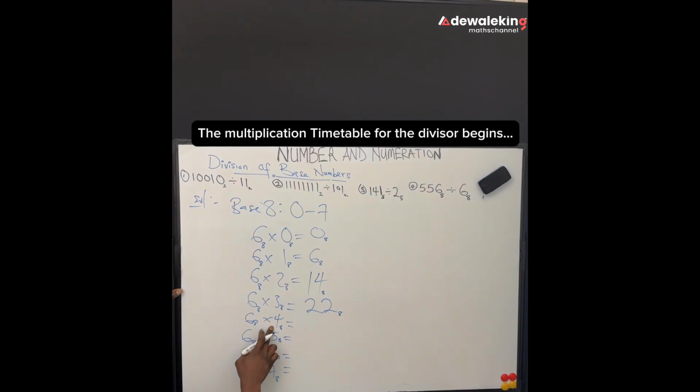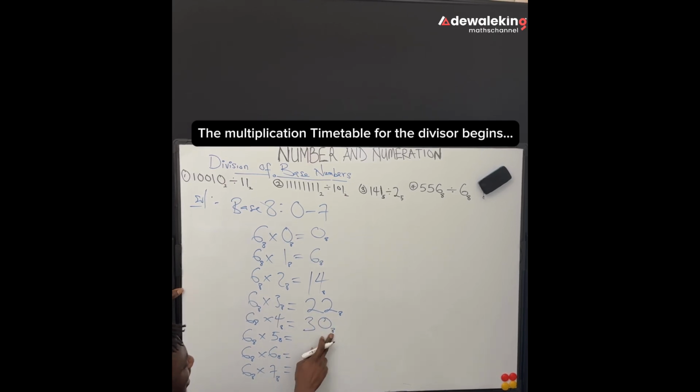6 times 4 is 24 in base 10. But 6 times 4 in base 8 will give us 3 remainder 0. Why do we say 3 remainder 0? Because 8 times 3 is 24. 24 plus 0 is still 24. So it means 6 times 4 in base 8 will give us 30 in base 8. Now let's move to the next one.